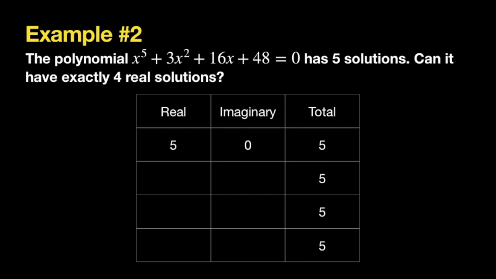So that means the total right here has to be equal to 5. But we know from the previous theorem that imaginary numbers come in pairs. So 0, it's an even number, so we have no pair. We could have 2, that is a pair, or you could have 4, that is 2 pairs. Now, if you have 2 imaginary numbers, then we have 3 real. If you have 4 imaginary numbers, then you have one real solution.